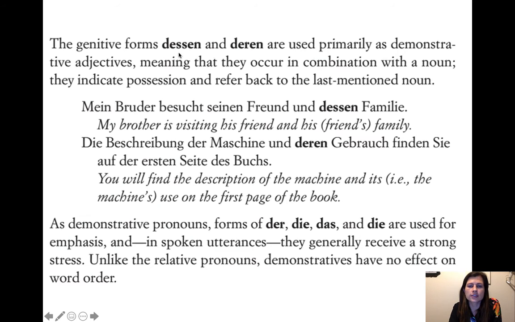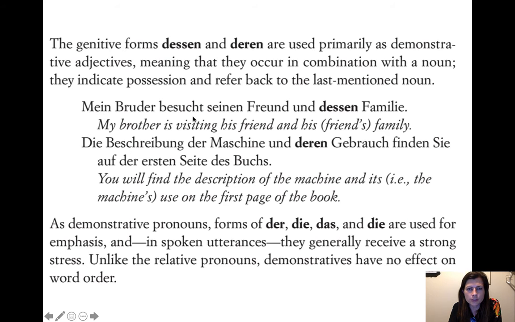So genitive, dessen and deren, are used primarily as demonstrative adjectives. So they act like adjectives, even though we learn them as relative pronouns. And here they're being used as adjectives in a certain sense. So you will see them coming right before a noun, and they work in a kind of peculiar way. They indicate possession, as you would expect, because they're genitive, and they refer back to the last mentioned noun. So, see this in practice.